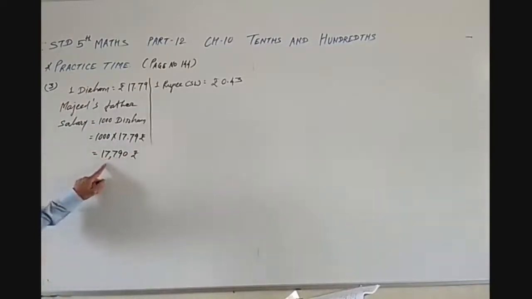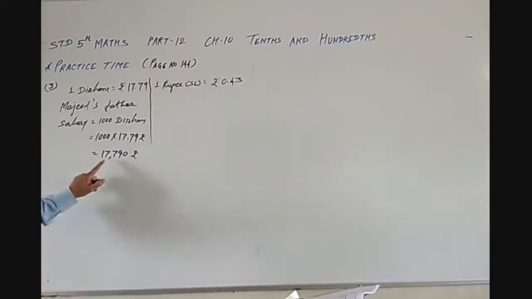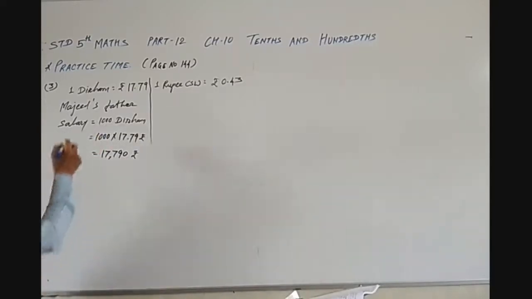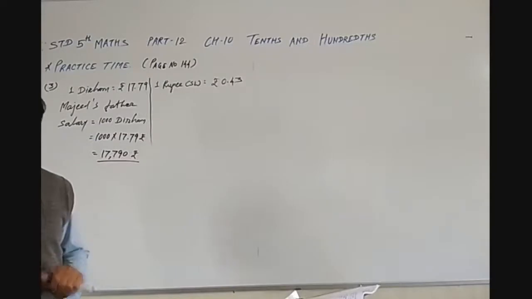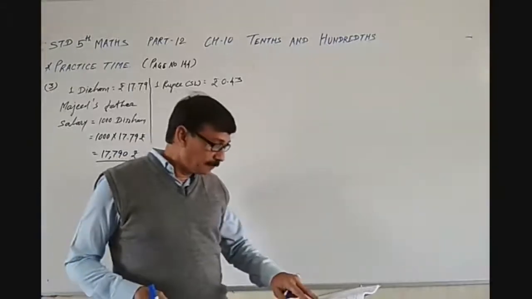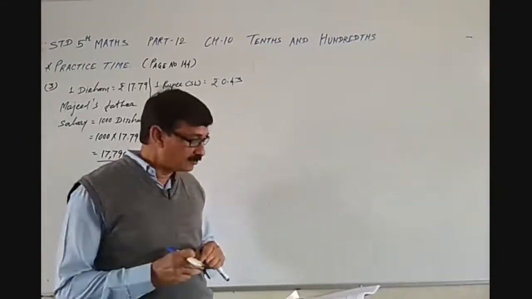So I will get 17,790 rupees from 1,000 dirham. So the salary of Majid's father is how many rupees? 17,790 rupees. Okay. Now the second thing is Arun's father, who is working in Sri Lanka, gets 2,000 Sri Lankan rupees.